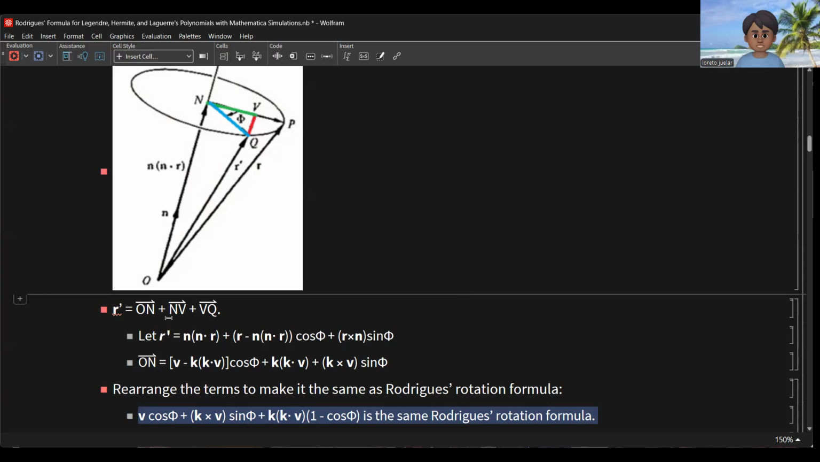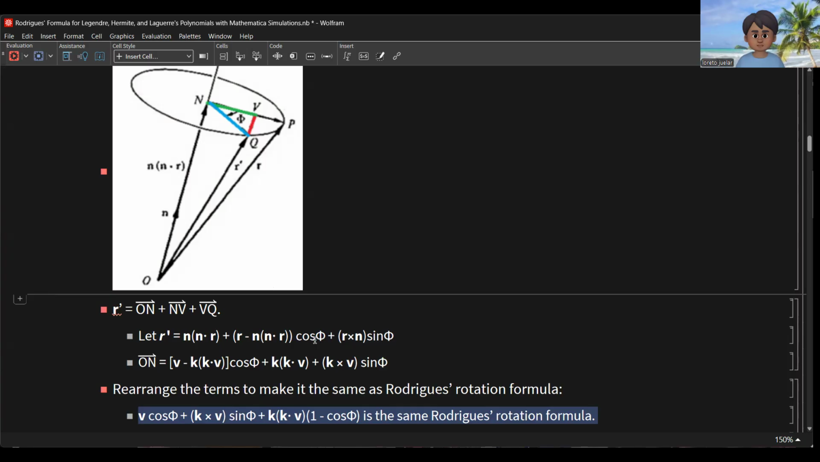So on here is n times the dot product of n and r. We refer to n as the axis of rotation. Then we have nv. First we have np, so np is equal to the vector r. Vector r is equal to the sum of the vector on and the vector np. So np is equal to vector r minus on, which is r minus n times the dot product of n and r.